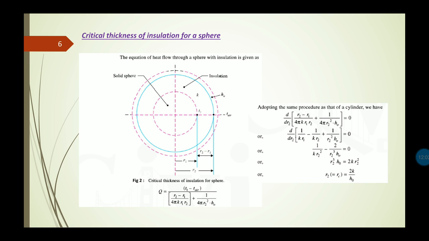So let us try to discuss the critical thickness of insulation for a sphere. The diagram we can see here shows the critical thickness of insulation for a sphere. The equation for heat flow through a sphere with insulation, the inner radius is R1, and the outer radius is R2 for this sphere.